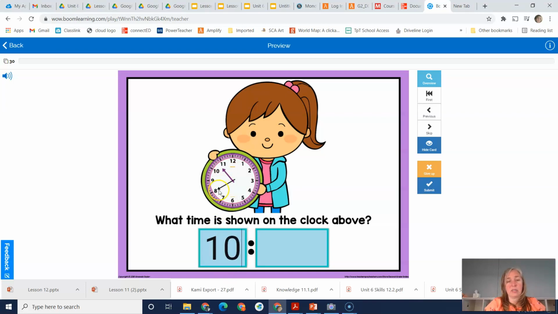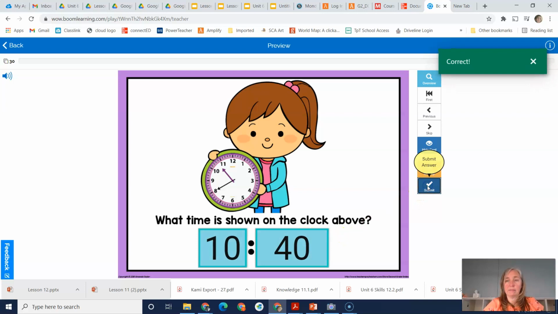And then this minute hand, remember, it's actually pointing to this tick mark here. And the big tick marks we count by 5. So I'm starting here, 5, 10, 15, 20, 25, 30, 35, 40. So this time is 10:40.